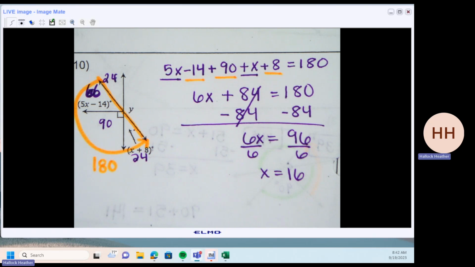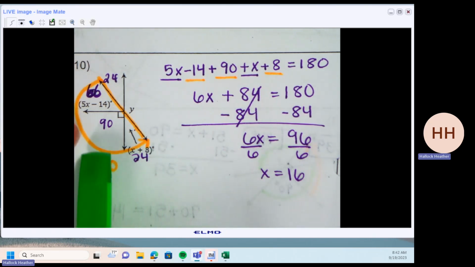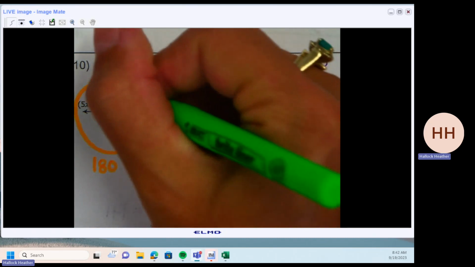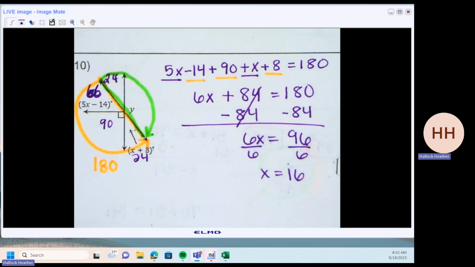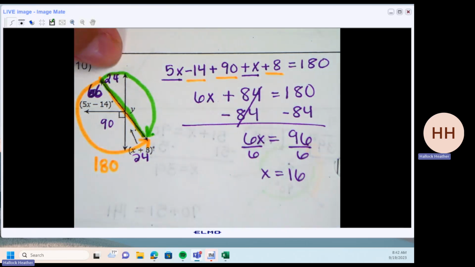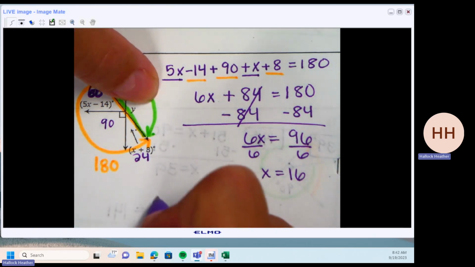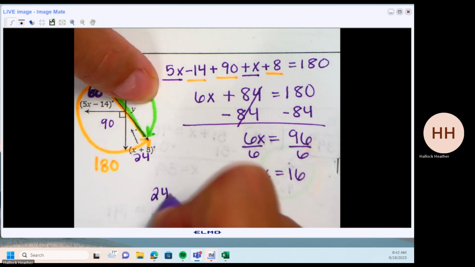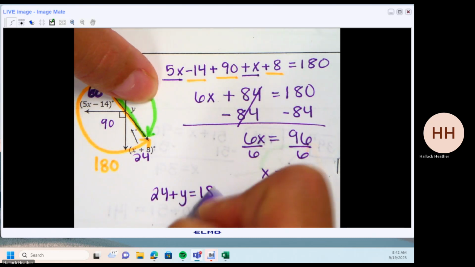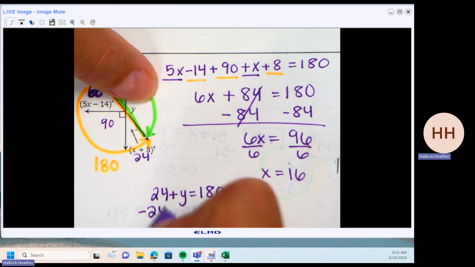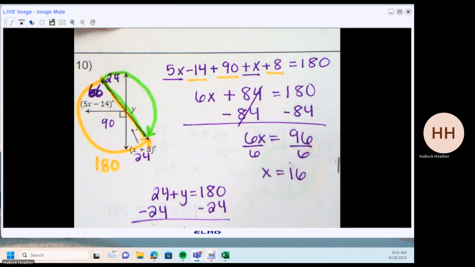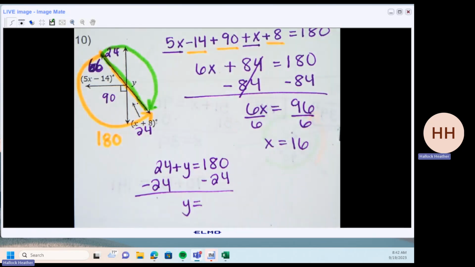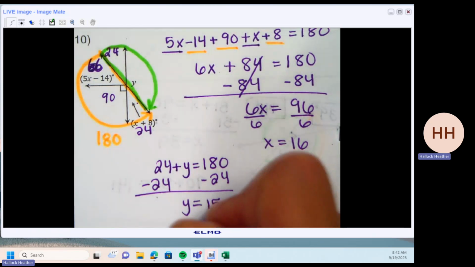So you could do 180 minus 24. If I know this side is 180, I also know the other side is 180 because together they make 360 because it's a full circle. So I could take 24 plus y equals 180, which is really just 180 minus 24. So what is 180 minus 24 going to give me? 156.